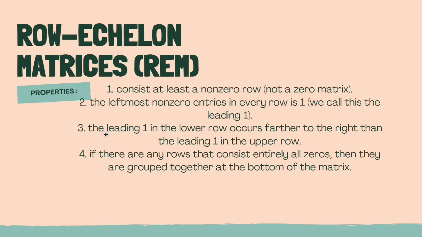The third is that the leading one in a lower row occurs farther to the right than the leading one in the upper row. The last one is that if there are any rows that consist entirely of zeros, then they are grouped together at the bottom of the matrix. Okay, now let's see some examples.